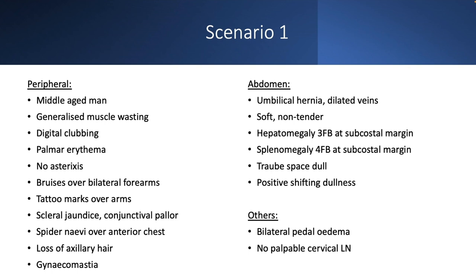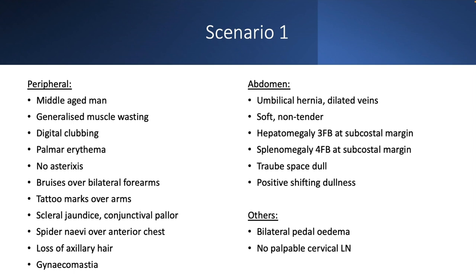The patient is currently comfortable at rest. On peripheral examination, there is generalized muscle wasting with digital clubbing as well as palmar erythema. I've noted bruises over the bilateral arms with tattoo marks, with jaundice as well as pallor on examination of the eyes. There is presence of spider nevi and loss of axillary hair with gynecomastia.